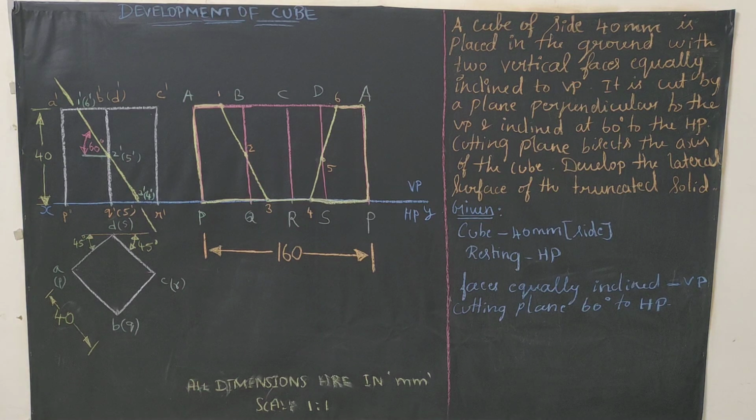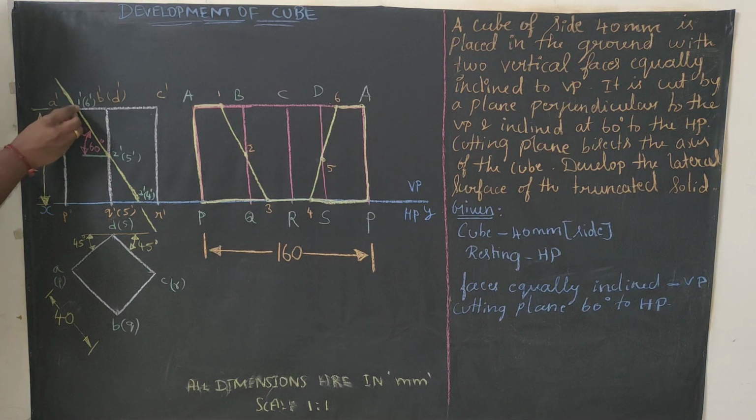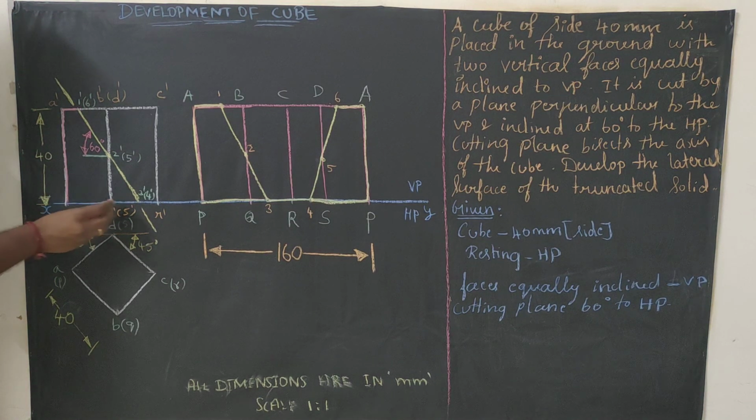One more thing: usually after cutting, we need to darken it. Once the cutting plane has cut it, we need to darken the remaining portion of the solid. So this portion you need to darken. Use your HB pencil and you should show some difference between this surface and this surface, this side and this side.